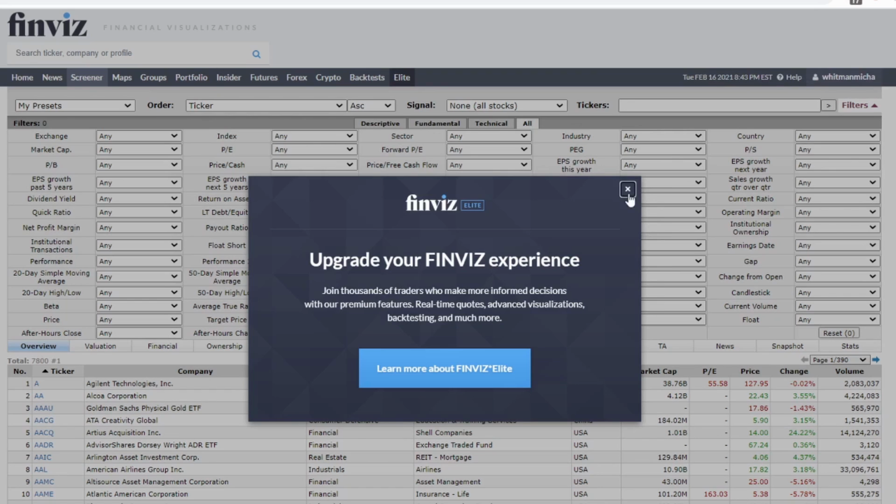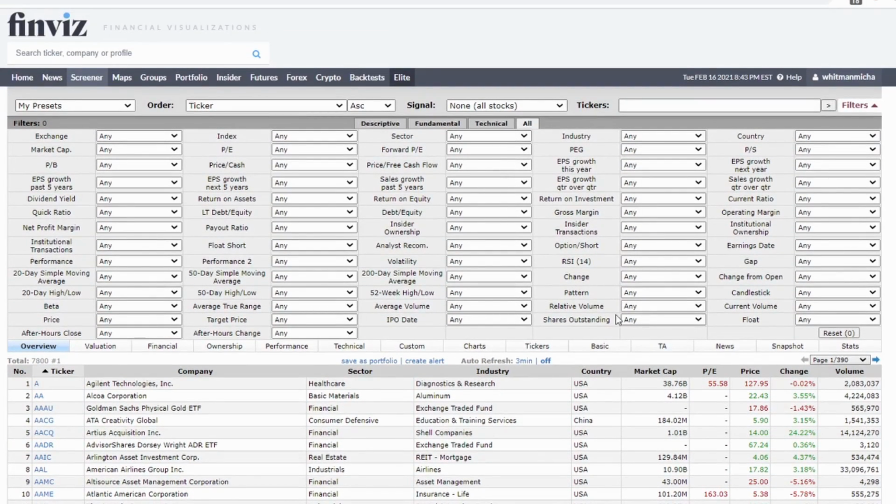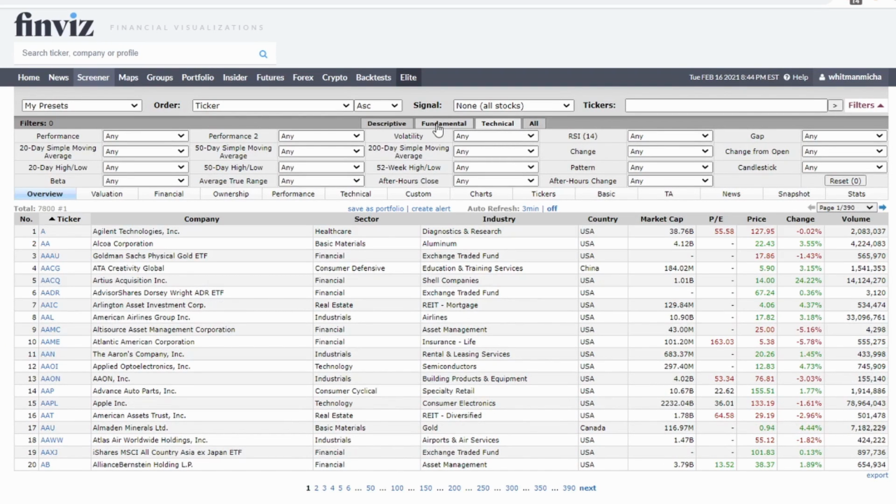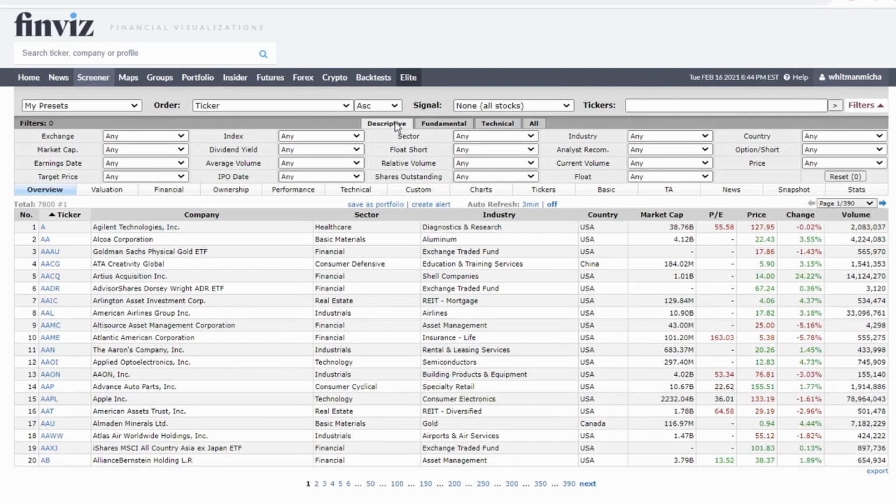It's going to ask me to get Finviz Elite. I'm just going to say no. But you can see all this information. So if I click on technicals, that's just the technicals. This is just the fundamentals. This is just the descriptive.